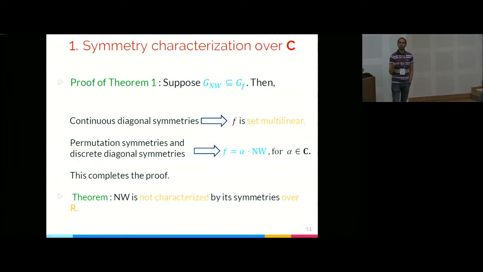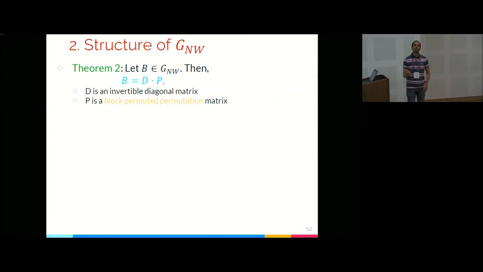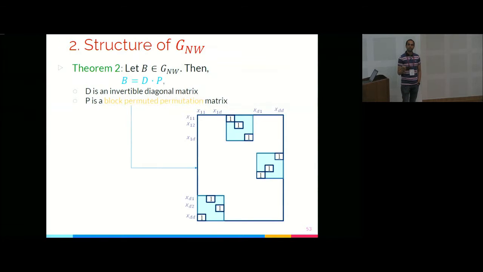Okay, so now let me go to the second result, which is related to the structure of the group of symmetries of design polynomials. We prove the following theorem, that every symmetry of a design polynomial is a product of a diagonal matrix and a permutation matrix of a special kind. And this permutation matrix is actually a block permuted permutation matrix, which looks like this. Maybe spend some time to see this. We first have these smaller blocks which are permuted, and then if we look into these blocks, these are further permutation matrices. So we show that every symmetry is a product of D and a matrix of this kind.